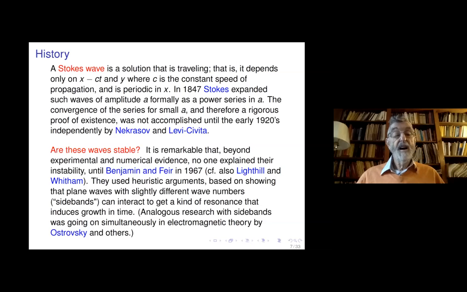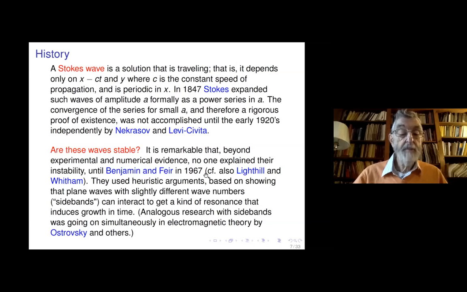And then a rigorous proof of the existence of these exact traveling waves was done by Nekrasov and Levi-Civita in famous papers around 1920. And are they stable? Well, in 1967, Benjamin and Feir wrote this important paper, and it was also influenced by Lighthill and Whitham.